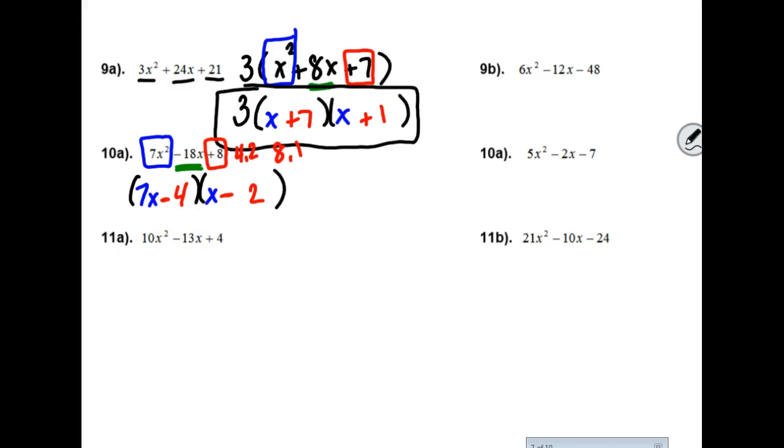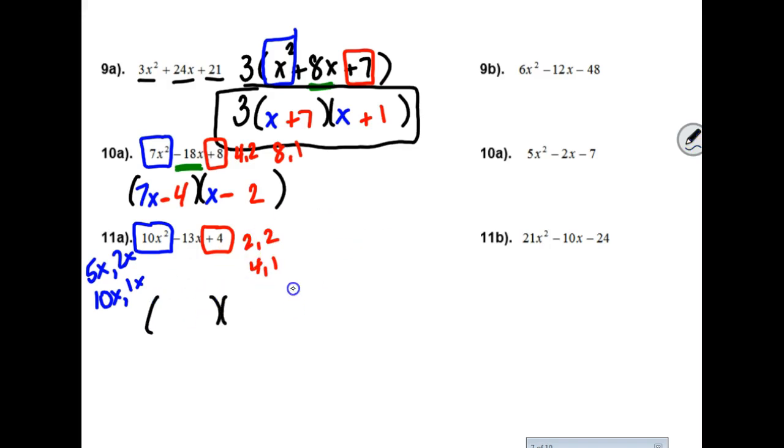Alright, number 11a is the most challenging question. There's no common factor, and then to make things even more fun, the first term, man, it's got options. So it could be 5x and 2x, could be 10x and 1x. So we have to keep those options open, don't we? And at the end here, the back factors have to multiply to 4. So it could be 2 and 2, could be 4 and 1. So we have options all around, and the key to the puzzle is to check your arches.